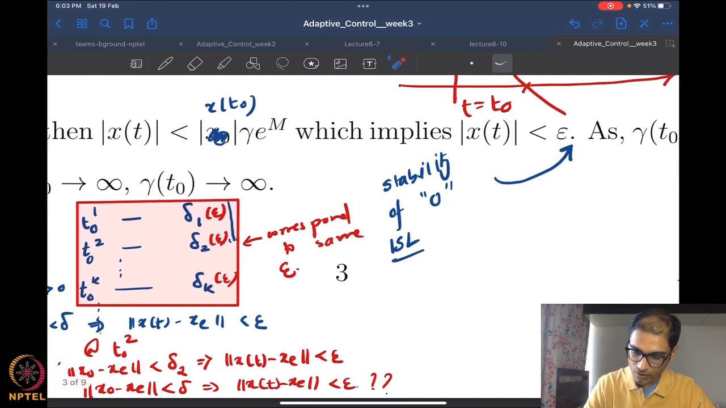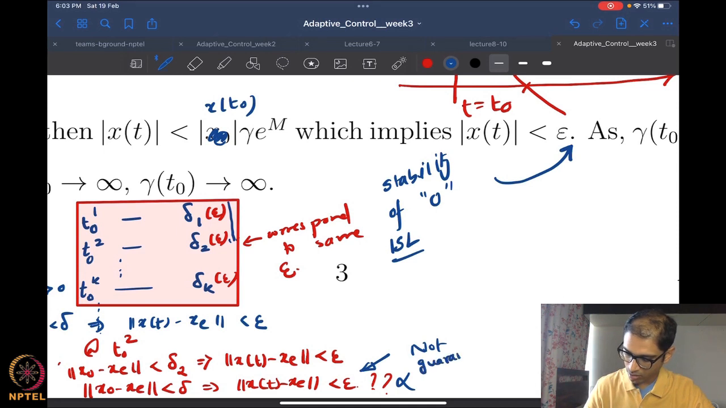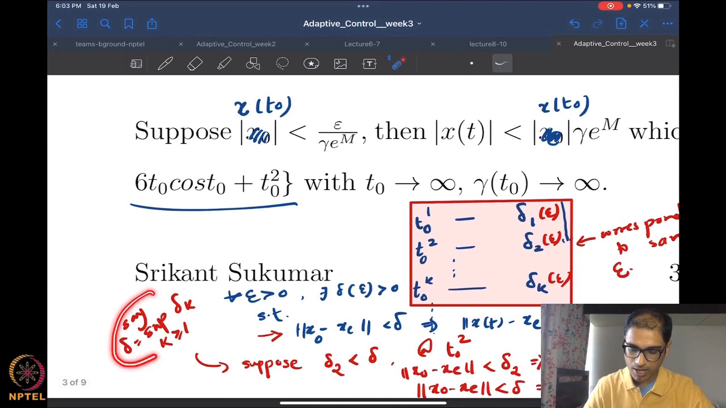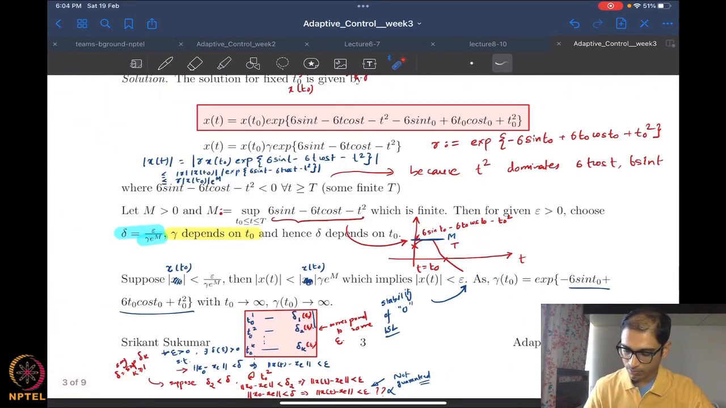The answer is obviously that this is not guaranteed. If at time T0 2 I start in the smaller delta 2 ball, I'm guaranteed to remain within the epsilon ball. But if I start in the larger delta ball, I'm not guaranteed to remain within the epsilon ball. So the choice that we made of the largest delta k is definitely not a viable choice. So what is the other choice available to us?